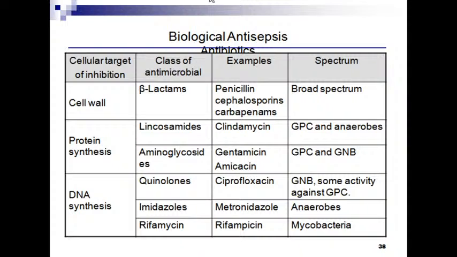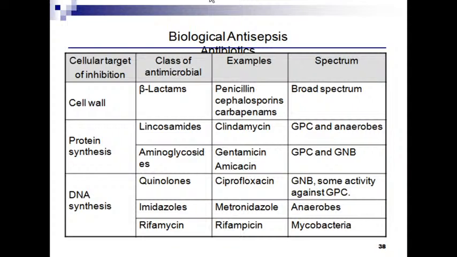Example of antibiotics which damage the cell wall: beta-lactams. Beta-lactams include penicillin, cephalosporins, and carbapenems. They have a very broad spectrum of action. They are active against practically any non-specific bacteria. They can damage gram-positive cocci or gram-negative bacilli.